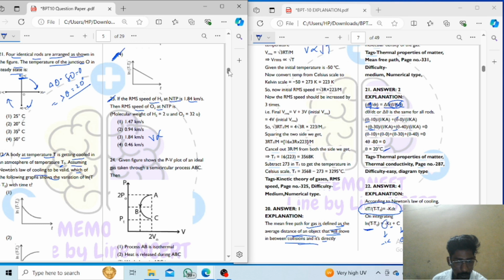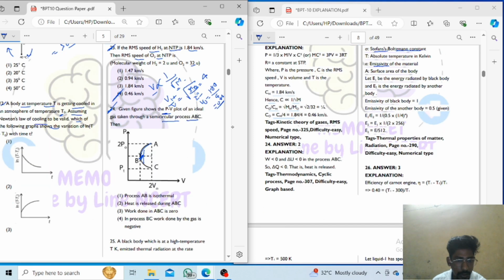Question number 24. A PV graph is plotted, a semicircular process ABC. The options are given, some 4 statements are given. You have to take which option is the correct explanation of this. The P versus V graph is there, and it is going down in direction. This portion, ABC, is a cyclic process.